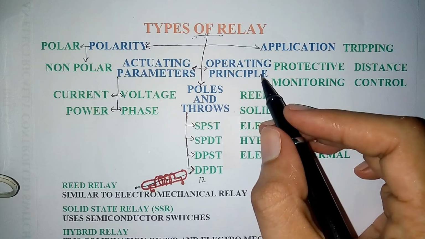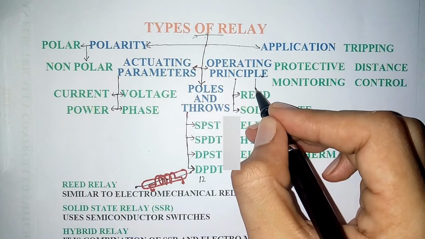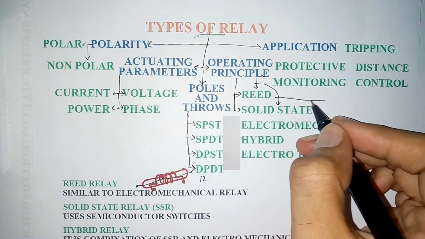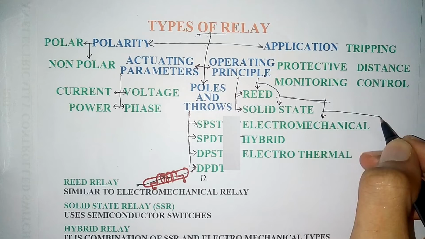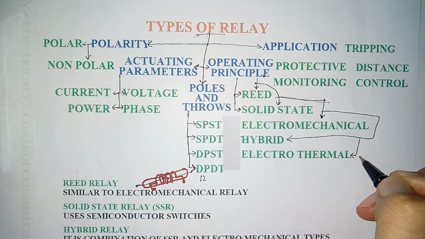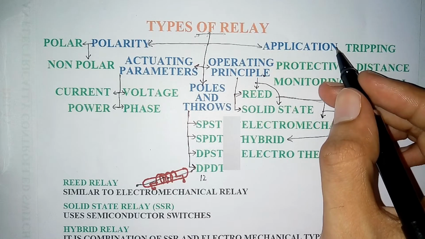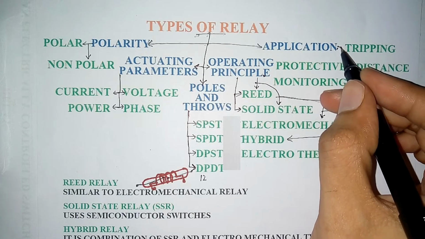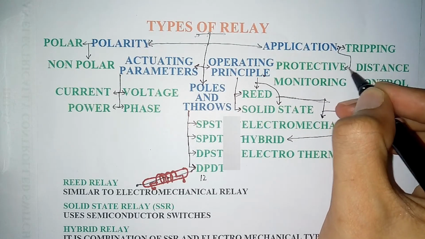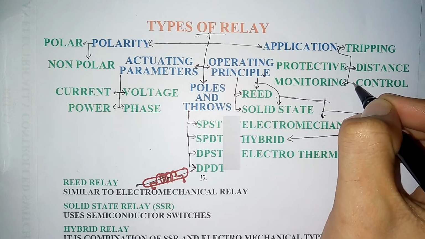Based on operating principle, relays are classified into 5 types: reed relay, solid state relay, electromechanical relay, hybrid type relay, and electrothermal relay. And based on application, relays are classified into 5, which are relays used for tripping, protective relays, distance relays, monitoring relays, and control relays.